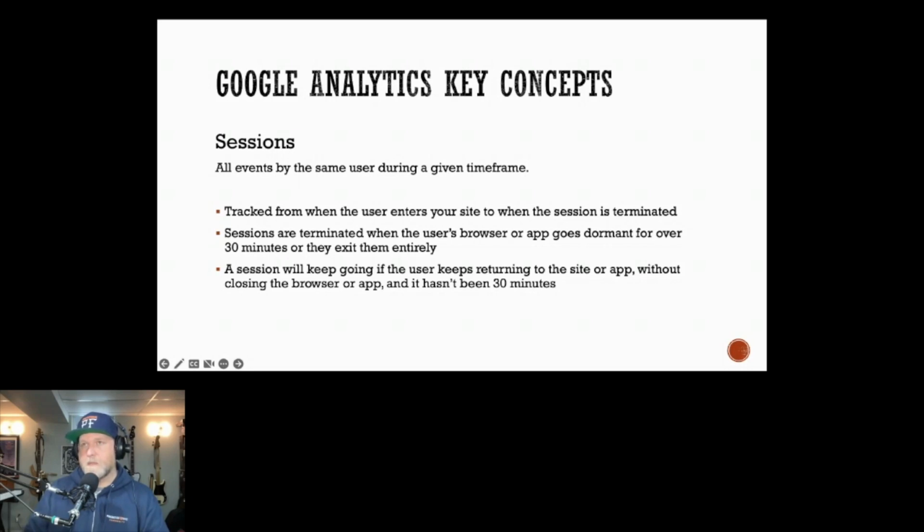So sometimes you might want to look at the number of users that are coming to your site, but other times you might want to look at the number of sessions that are happening. So one user can have multiple sessions over a period of time, and you're going to get two different numbers there.